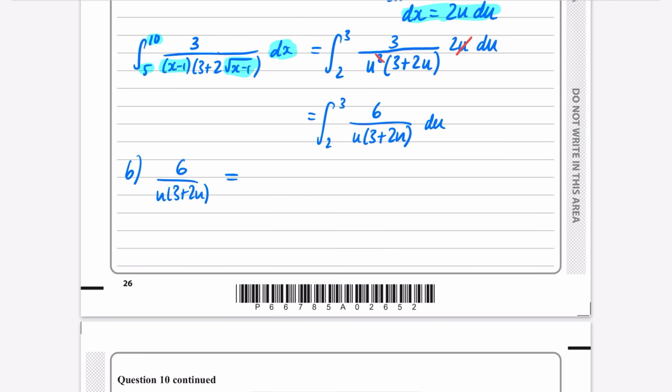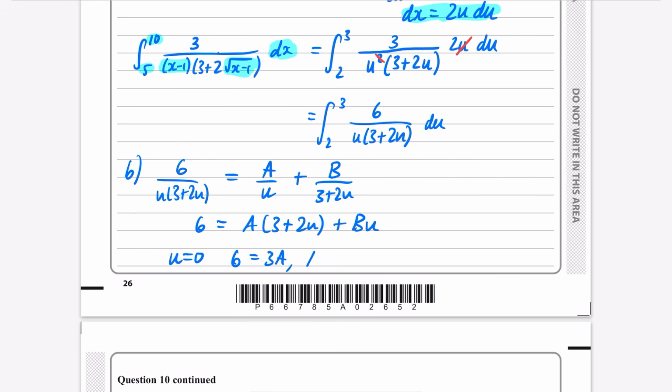Now, you can't do that yet. You actually need to write this as partial fractions in order to be able to do it. So I'm going to do a over u plus b over 3 plus 2u. So that means 6 is equal to a brackets 3 plus 2u plus bu. So I'm going to say if u is equal to 0, we would get that 6 equals 3a. In other words, a is equal to 2.